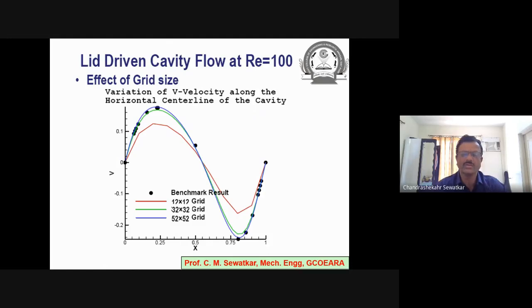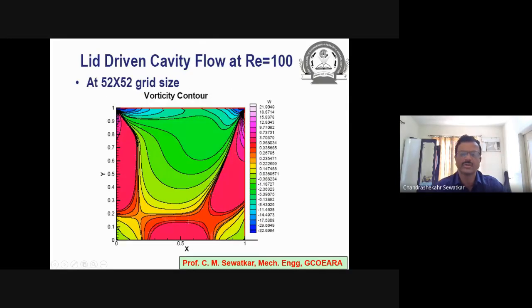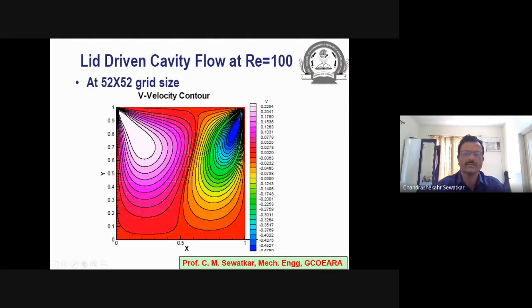Here I'm sharing with you the results obtained for the variation of V velocity along the horizontal center line of the cavity. So this is the horizontal center line. Along this line, how the V velocity, that is Y velocity, varies. Here the velocity will be 0. Here also the velocity will be 0. So at x equal to 1, velocity is 0. At x equal to 0, V velocity is 0.